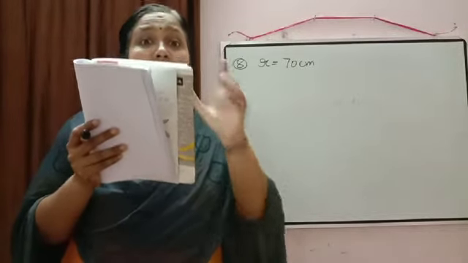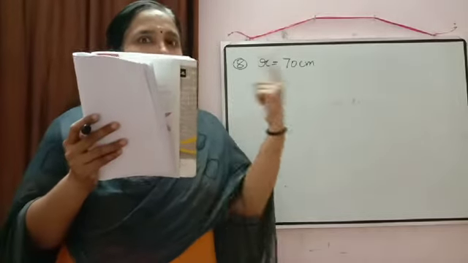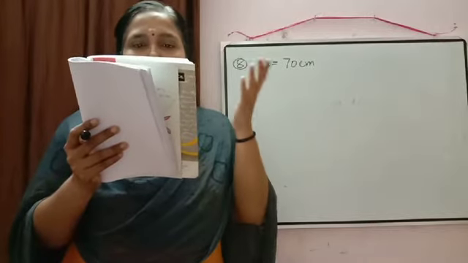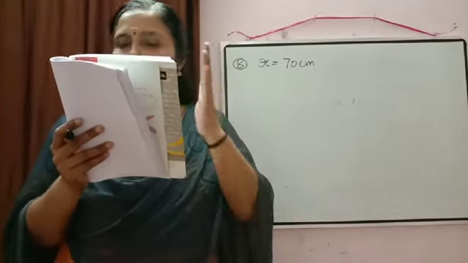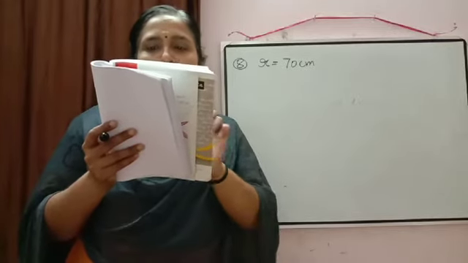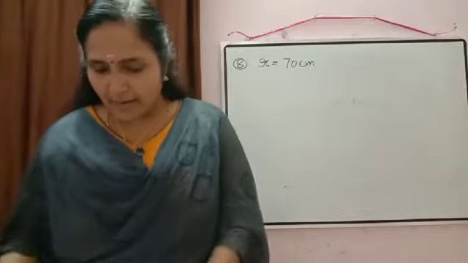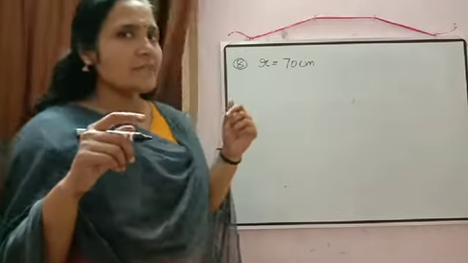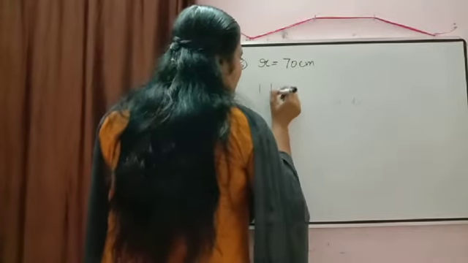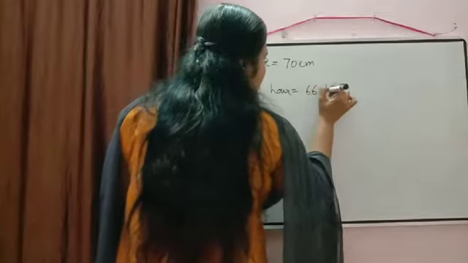What will be the distance covered in 1 minute? Correct? Then only we can calculate what will be the revolution. So here, to calculate the distance covered in 1 minute, this information is given. The wheel is moving at a speed of 66 kilometer per hour. So what is the meaning of that? 66 kilometer per hour. In 1 hour, distance covered is 66 kilometer.